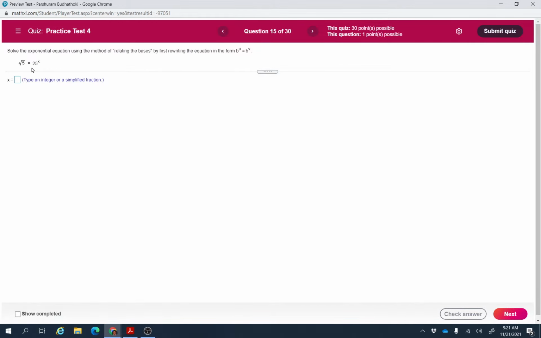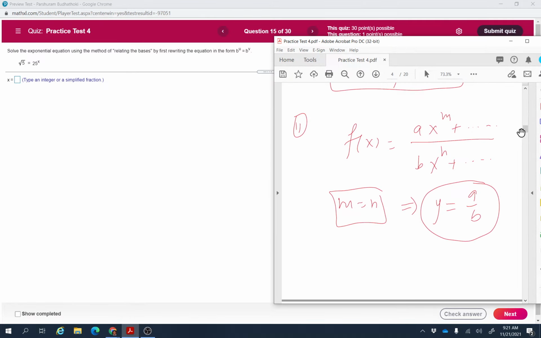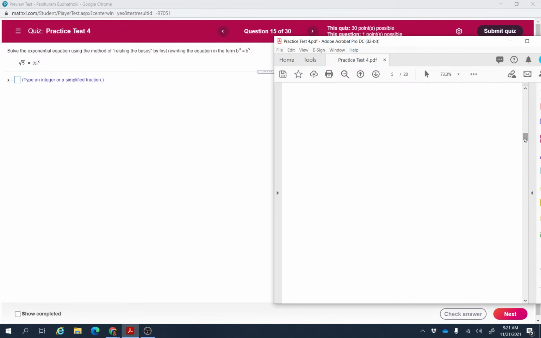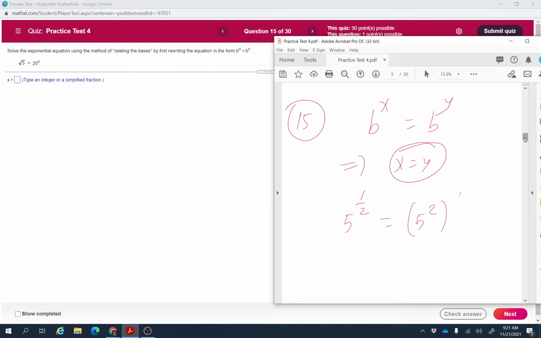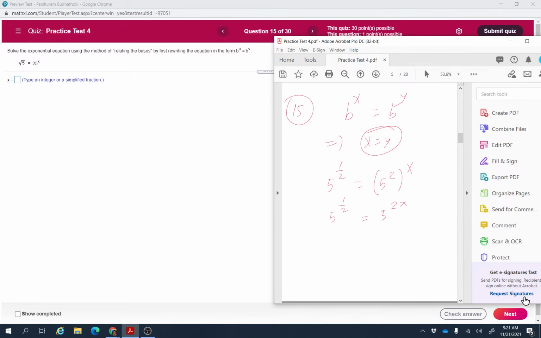Here we need to solve an exponential equation, and whenever you are trying to solve an exponential equation, make sure that if you can make the same base on both sides, then it will be easier for solving the problem. Here on the left side you have 5 to the power half. On the right side there is a 25, so we can write that 25 as 5 squared to make the same base. So on the left side this is 5 to the power half. The power to the power is actually times, so this is 5 to the power 2x.